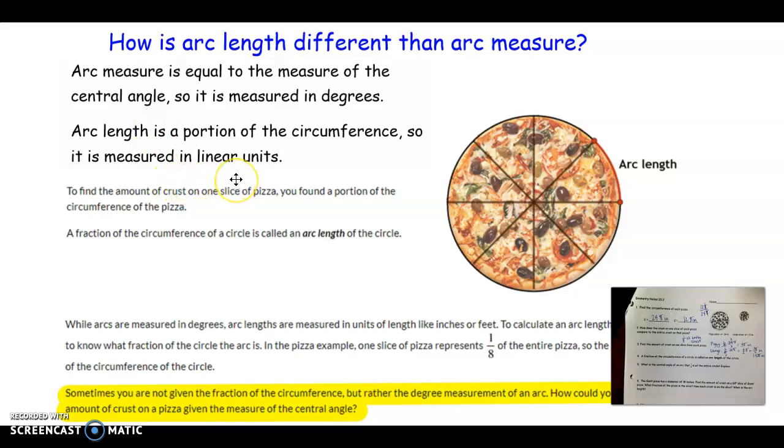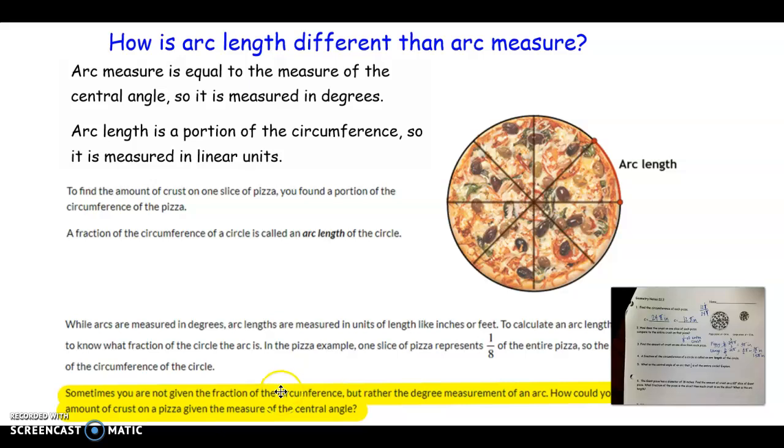So to find the amount of crust on one pizza, we just found a portion of the circumference. So a fraction of the circumference of a circle is what we call arc length. So anytime you're asked to find an arc's length, that's all it's asking you to do, to find that fraction of the circumference. So while arcs are measured in degrees, again, arc lengths are always measured in units of length, like inches, feet, miles, kilometers. To calculate an arc length, you just need to know what fraction of the circle the arc is. So in our example, each slice was 1/8 of that circumference since it was cut into 8 pieces.